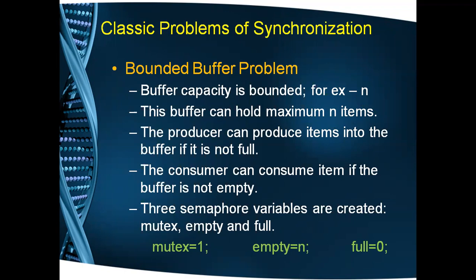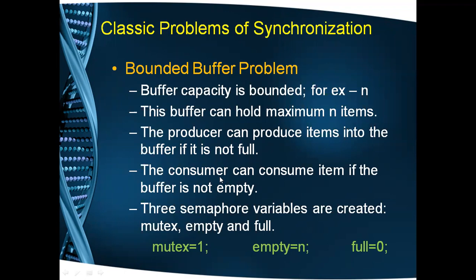Here we have two processes. One process is called the producer, and the other is called the consumer. The producer will produce or store items into the buffer. It is going to add, put items or data into the buffer. The producer can produce items only if the buffer is not full, that is, there is some space in the buffer.